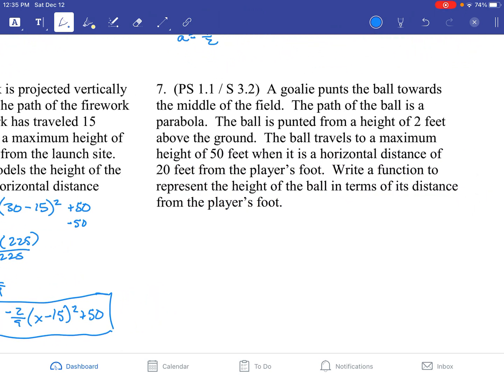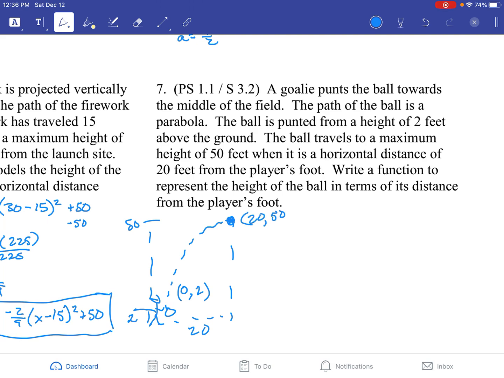All right. Here again we have a goalie punting the ball. So here's our goalie punting the ball. The ball is punted 2 feet above the ground. So this is 2, which means the ball is at 0, 2 when it's punted. It's going to go up in the air. Its maximum height is going to be 50 feet. It's going to be 20 feet from the player's foot. So this point will be 20, 50.